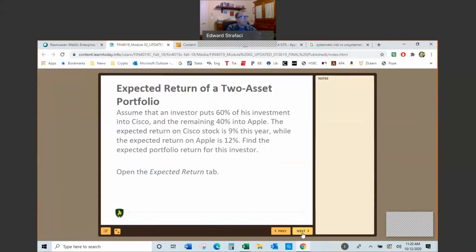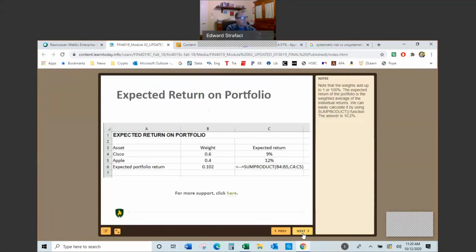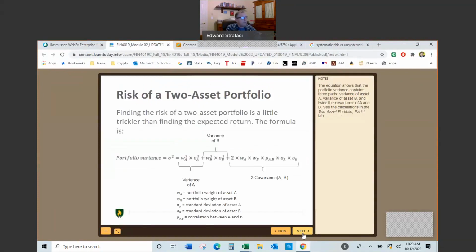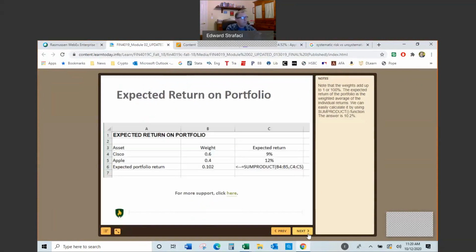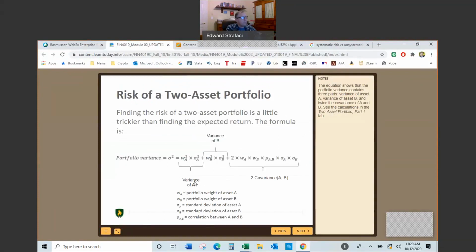So I have 60% in Cisco, I have 40% in Apple, and there's my expected return. But notice through this formula of covariance, when I take the square of the weight of one stock times its variance, that little sigma means variance when I square it, plus the weight of a second stock times its variance, plus 2 times the weight of both, times the covariance, times sigma, which is a lot of heavy math, I lower my overall standard deviation.